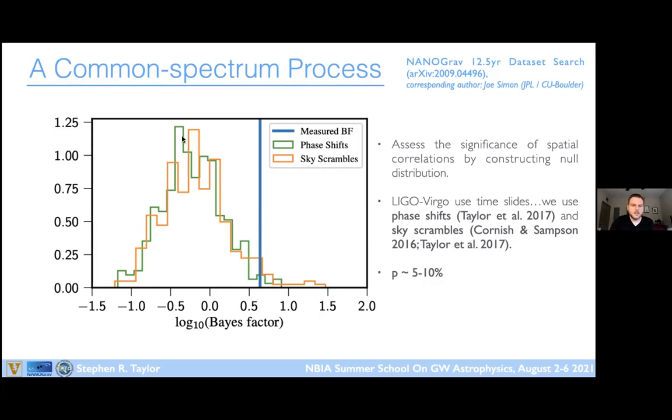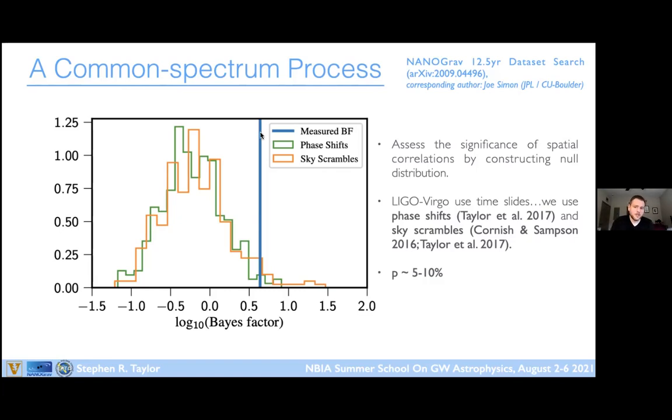So these orange and green histograms here are the null distribution of cross correlations. They're the distribution of Bayes factors we would measure if there were just noise in our data set, and we were getting noise correlating with noise and occasionally producing something that maybe looks like the Hellings and Downs curve with different levels of significance. So this is a way for us to judge the actual significance of our measured Bayes factor. It's a sort of unholy union of frequentist and Bayesian techniques, but it's a way for us to calibrate the scale of interpretation of our Bayes factors.